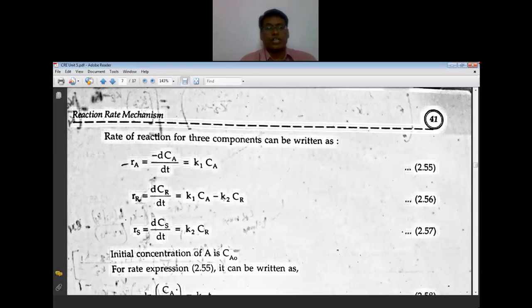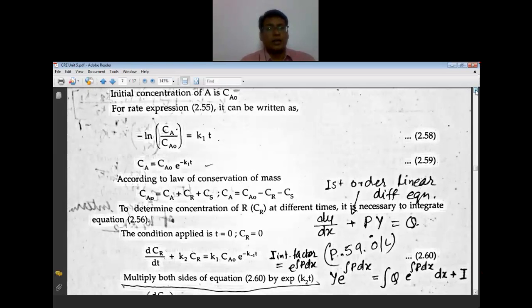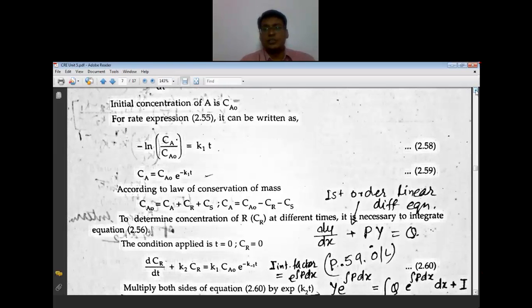So the initial concentration of A is Ca0, and the rate expression can be written as minus ln Ca upon Ca0 equals Kt. This is for the first order reaction. Ca is equal to Ca0 into e raised to minus K1 t. I hope you remember all these initial derivations.